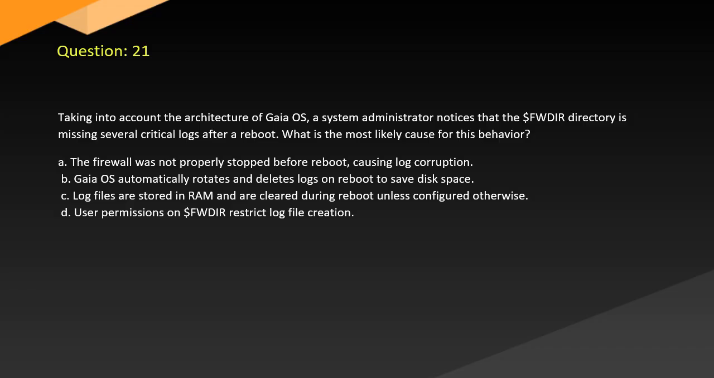Question 21. Taking into account the architecture of GAiA OS, a system administrator notices that their log directory is missing several critical logs after a reboot. What is the most likely cause for this behavior? A. The firewall was not properly stopped before reboot, causing log corruption. B. GAiA OS automatically rotates and deletes logs on reboot to save disk space. C. Log files are stored in RAM and are cleared during reboot unless configured otherwise. D. User permissions enable or restrict log file creation.